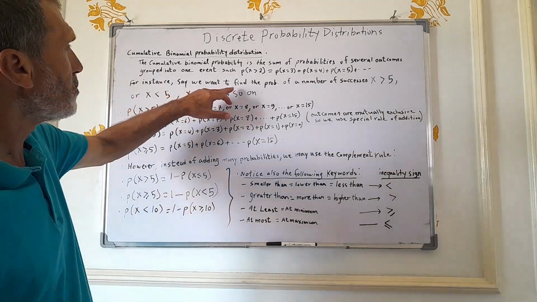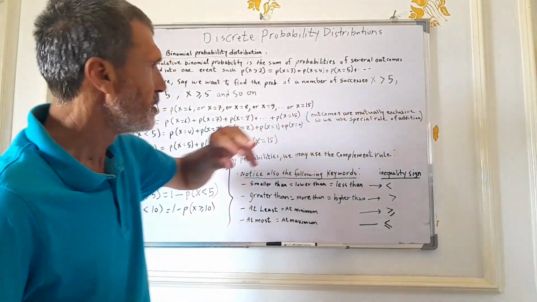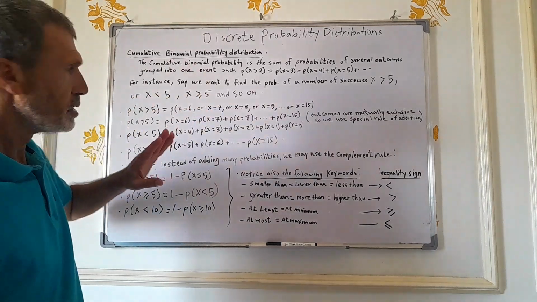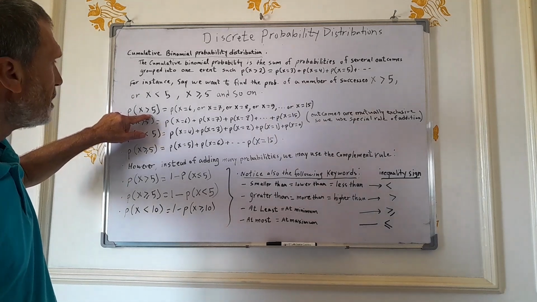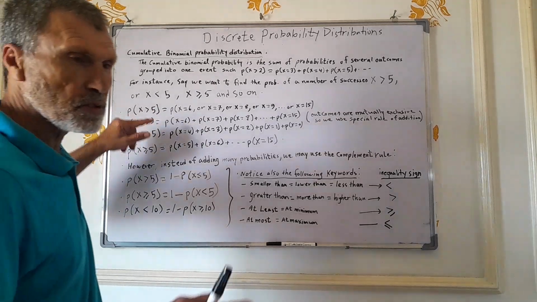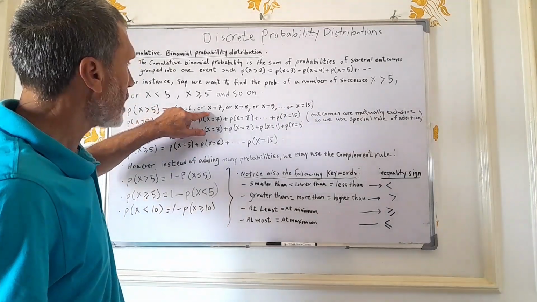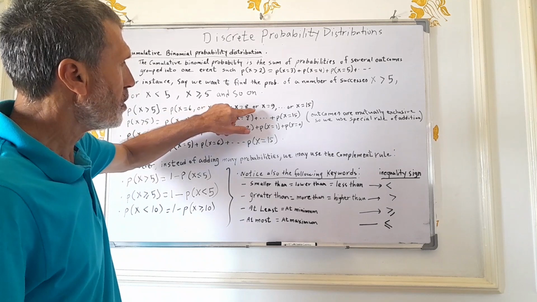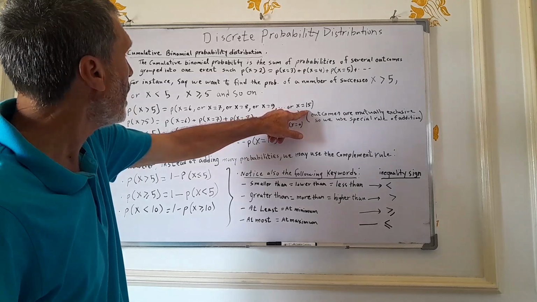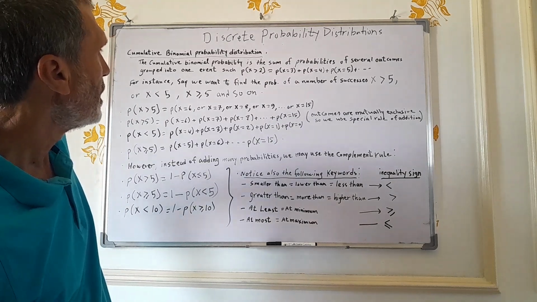For instance, say we want to find the probability of a number of successes x greater than 5, or x less than 5, or x greater than or equal to 5, and so on. So probability of x greater than 5 is probability of x equals 6. Of course, 5 is not included because we're talking about x greater than 5. So probability of x equals 6, or x equals 7, or x equals 8, or x equals 9, all the way till x equals 15, because the number of trials is 15.